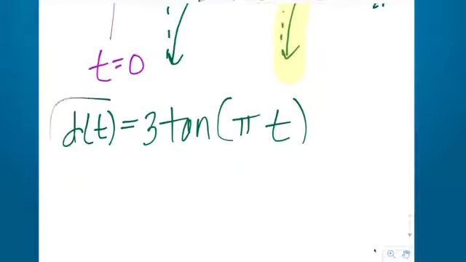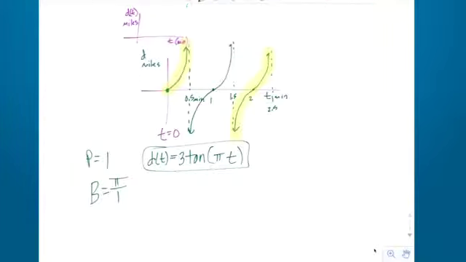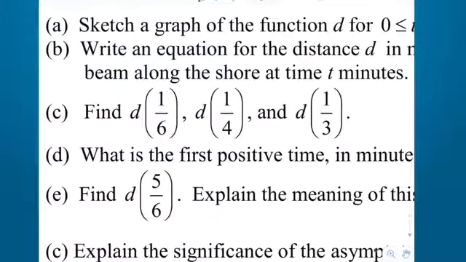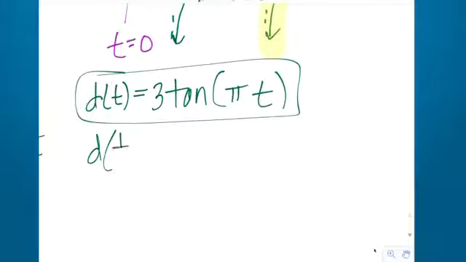So there it is. We now have a working equation that, for values of t that make sense, we can use to predict how far down the shore this light beam is. And so that's the next part. It says find d of a sixth, d of a fourth, and d of a third. I'm not going to do all of them, but let's go ahead and do d of 1/6.